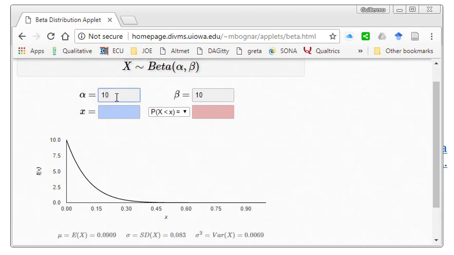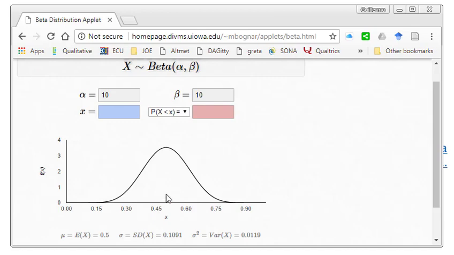Now 10 and 10. If we put the value 0.5, what's the probability of values lower than 0.5? To obtain values between 0 and 0.5 is 0.5 because it's symmetric. So when these two values are the same, the distribution is symmetric around 0.5. And as you can see, the density for these values is much higher than 1.